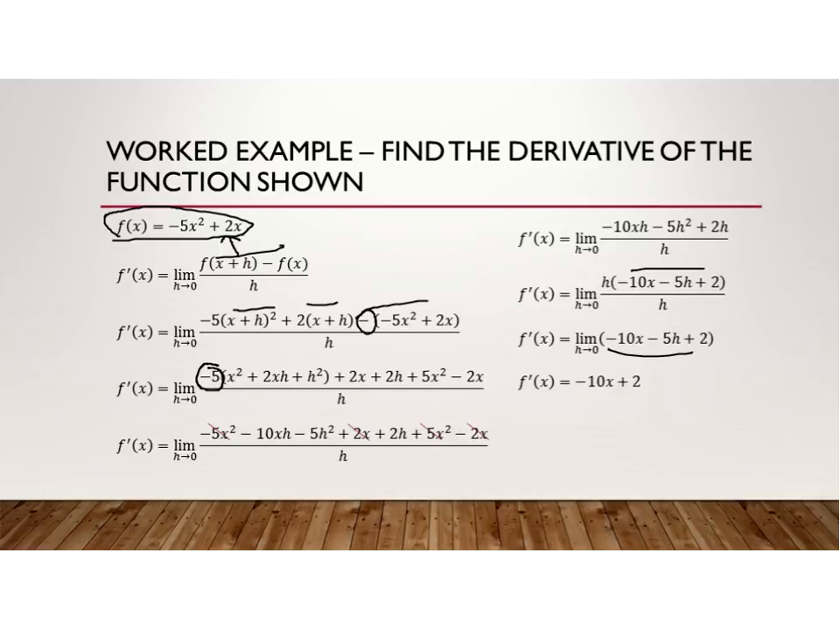His mistake was there, when he multiplied that bracket out, he got minus 5x squared and the minus 5h squared was fine, but he forgot to multiply that by minus 5. So rather than getting minus 10xh there, he got minus 2xh. I multiply the first and third by minus 5. Good. It was the middle term that got missed, that one there.